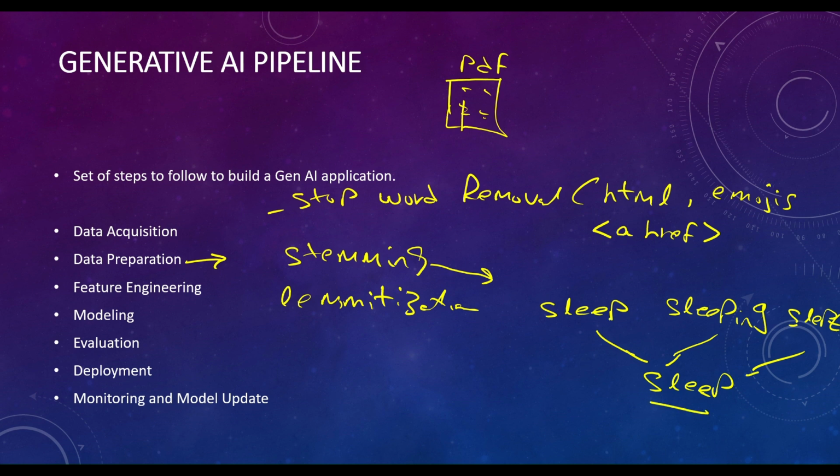So what you can do is replace the remaining two words with sleep. The model will get the idea. So that is the purpose of stemming. Stemming means you want to know the stem or the root word for different related words. So sleep, sleeping, slept: sleep is the root of all of these words. So that is stemming.